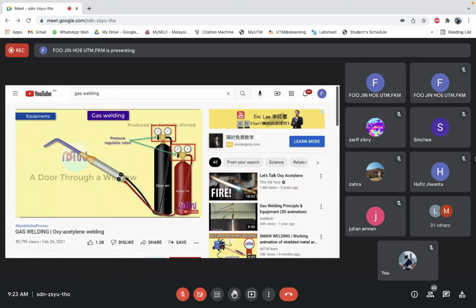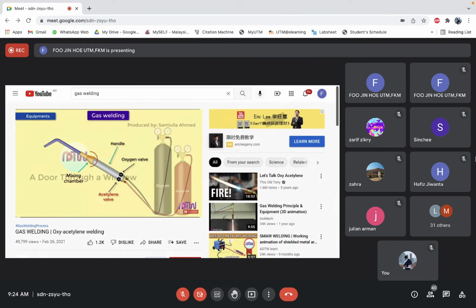Pressure regulators. For welding, the oxygen and acetylene are required at low pressure, but in the cylinders they are filled at high pressure. So a pressure regulator is required to control the pressure of oxygen and acetylene before reaching the mixing chamber. Torch. The torch consists of the handle, oxygen and fuel gas valves, and the mixing chamber. Inside the handle, there are tubes through which the oxygen and fuel gas flow.